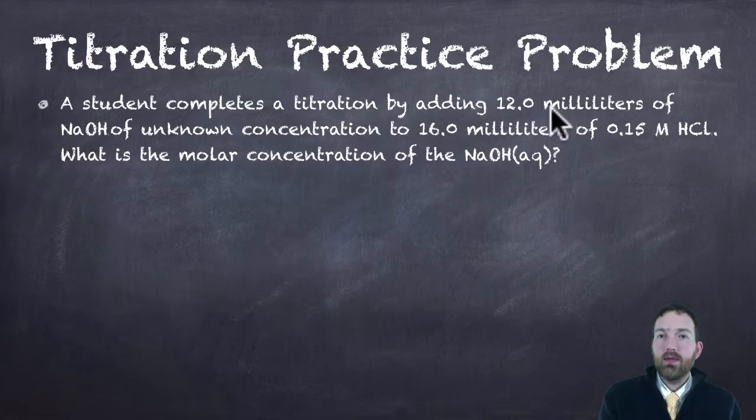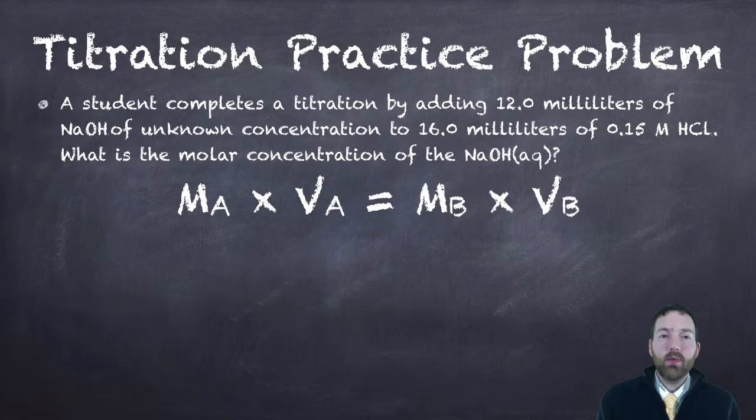But the fact that they're giving you milliliters, volumes of NaOH, you should recognize that as a base. And volumes of HCl, you should recognize that as an acid. And they're talking about molarity here. You should know to use the titration formula here. So let's rewrite the formula: MA times VA equals MB times VB.